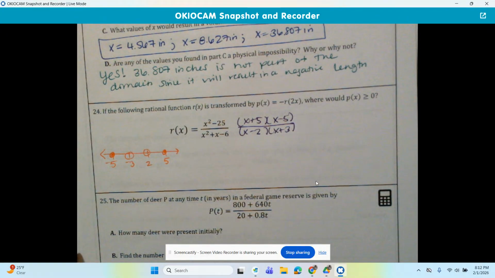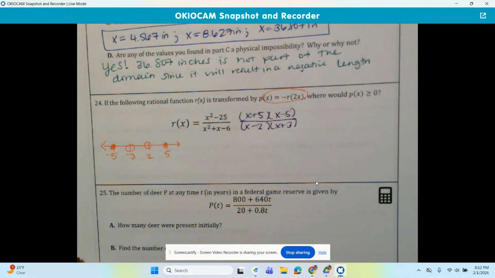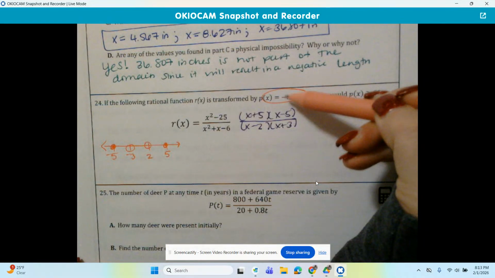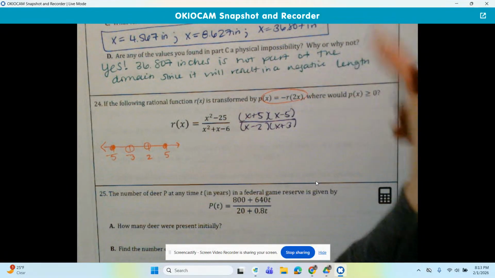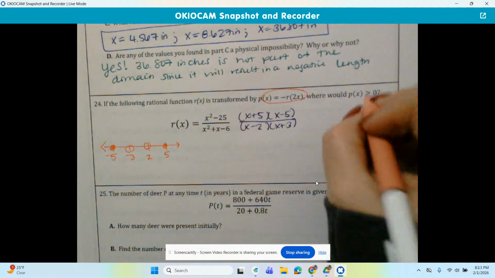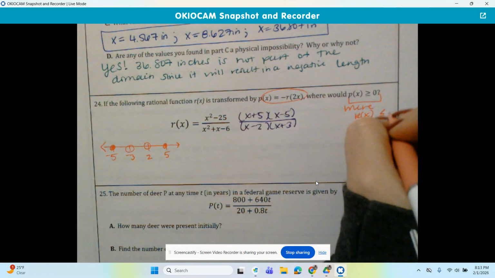All right. So when you are looking at this, this is the issue right here. Okay, so you've got negative r of 2x. So if I just look right here where p of x is greater than or equal to 0. Okay, so remember that this negative out front reflects this over the x-axis. Okay, so the whole thing's going to flip. All right, so we're looking for p of x to be greater than or equal to 0. So that's going to be where r of x is less than or equal to 0.